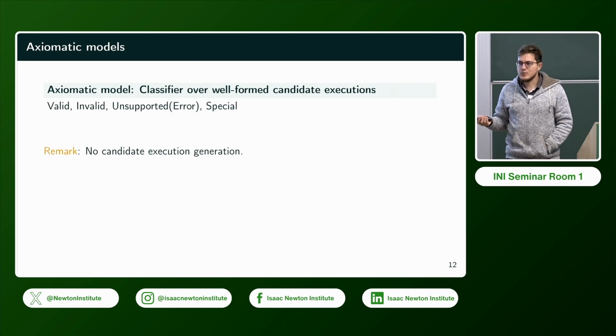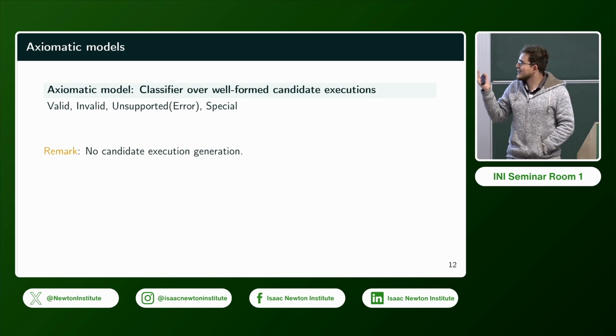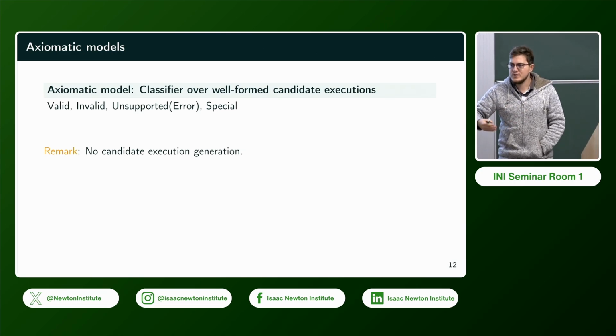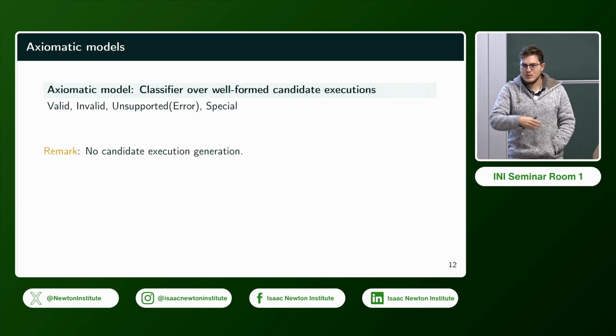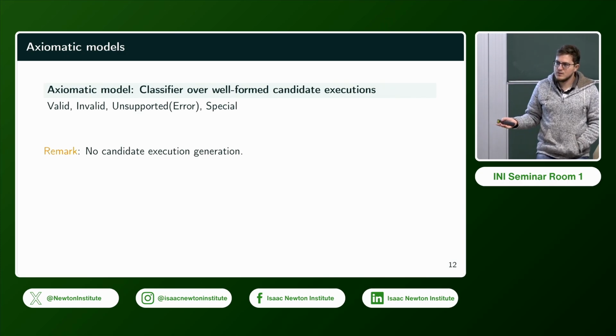This setup does not require any concept of candidate execution generation. So the definition of allowed final behavior is: if there exists a candidate and it's accepted by the classifier, it's a final state. There is no pre-step of generating a candidate execution. You have to think about all the possible candidate executions that could fit the set of constraints.